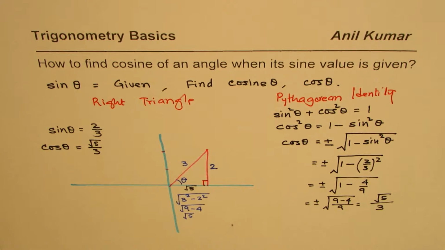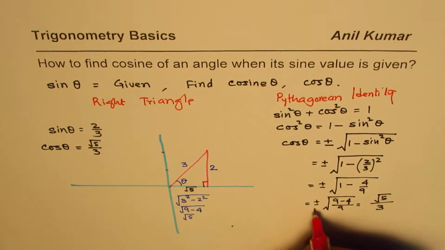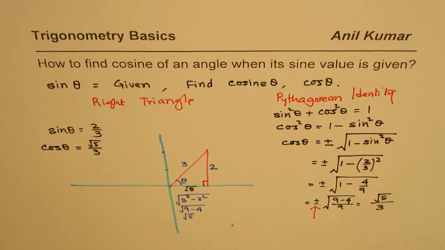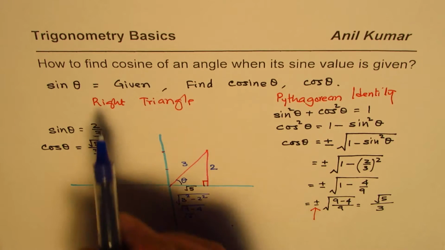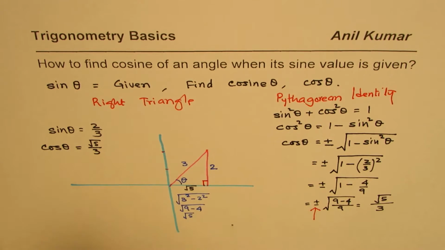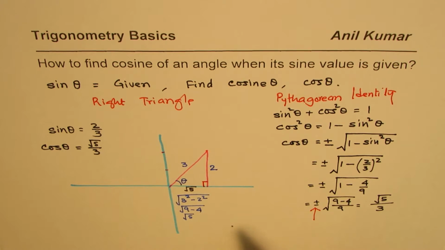So we get the same answer, but note the difference. We have plus and minus. So if I use Pythagorean identity, I get two values of cos theta. You see, very interesting, right? Two values of cos theta. And if I use my right triangle, I get just one. Can you tell me what I have missed? That is very important to understand, and that's the reason why I have taken up such a simple case.